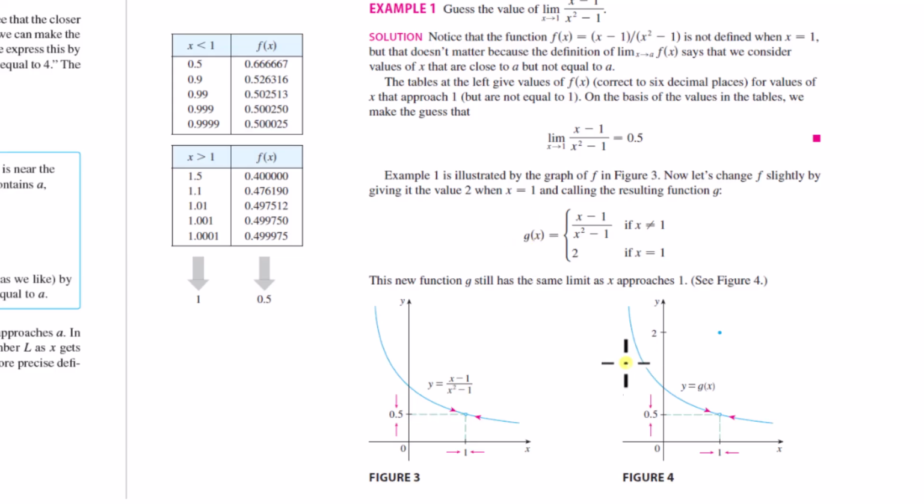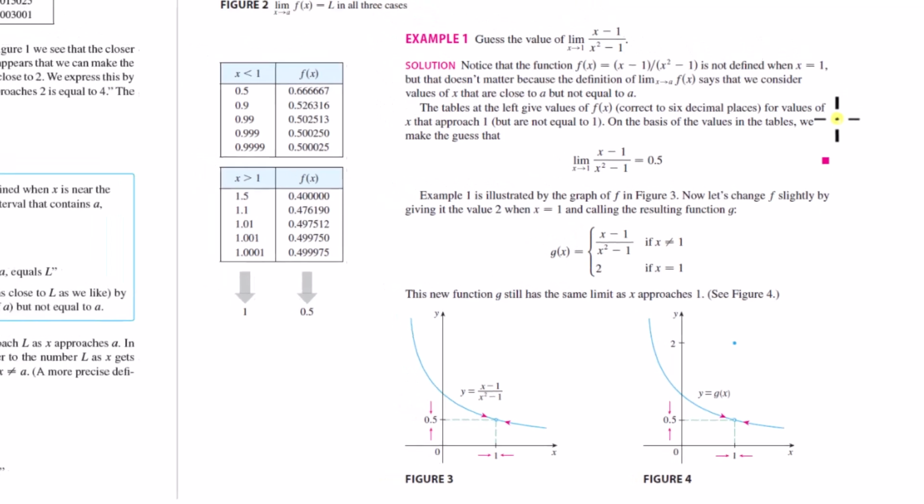Well, it's still 1/2. Who cares what we did with the function at x is equal to 1? Again, we could have defined g of x when x is equal to 1 to be a unicorn. Doesn't mean anything as far as evaluating the limit. Okay?